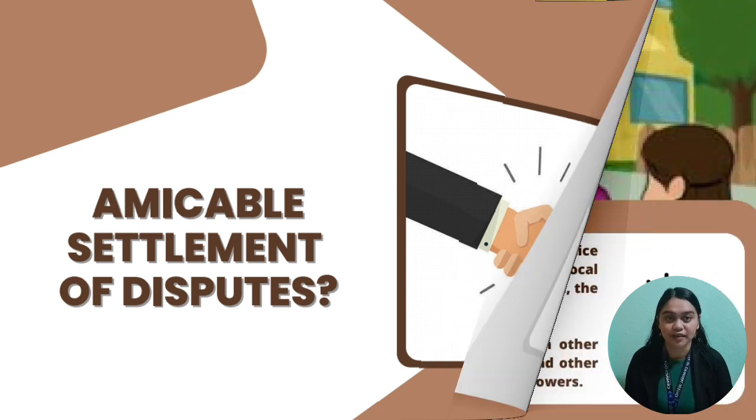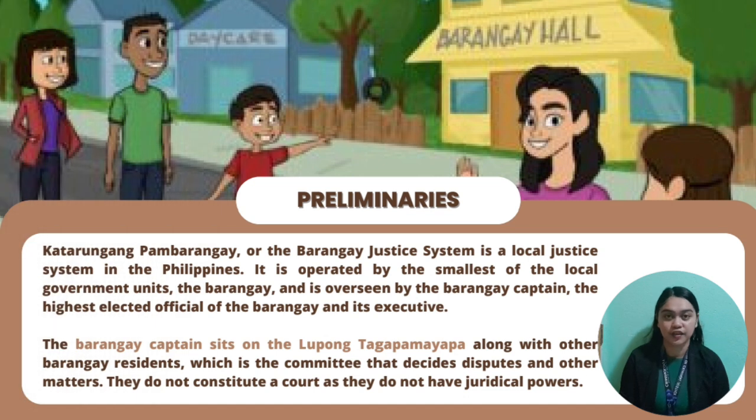Now, in relation to that, we will be talking about Katarungang Pambarangay, also known as the Barangay Justice System. This is a local system here in the Philippines used to settle disputes at the barangay level before they go to the regular courts.